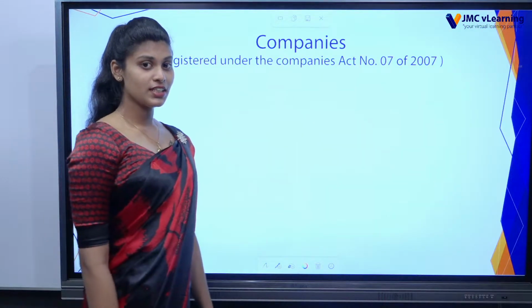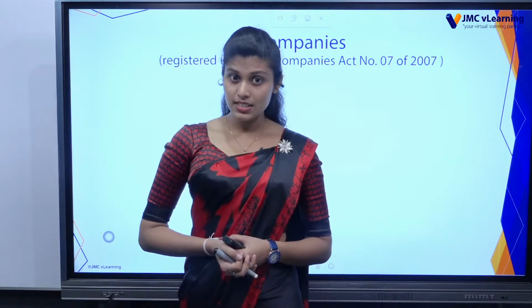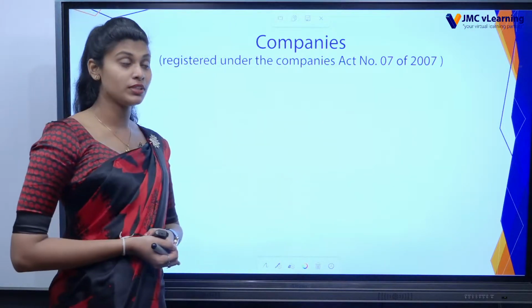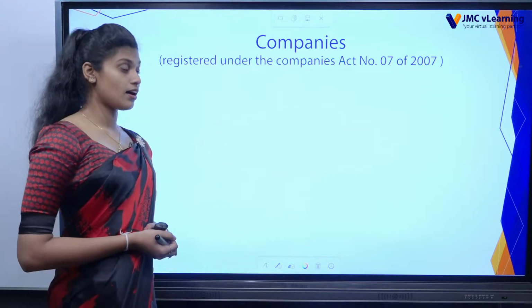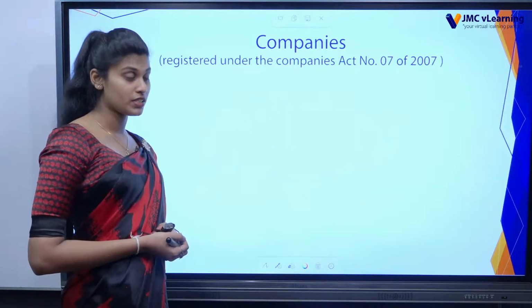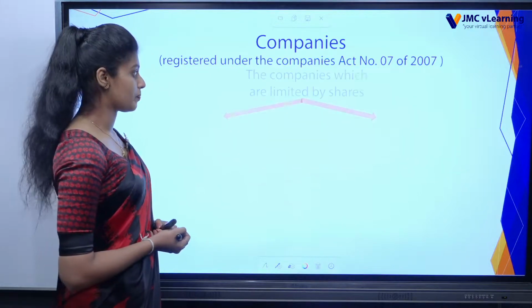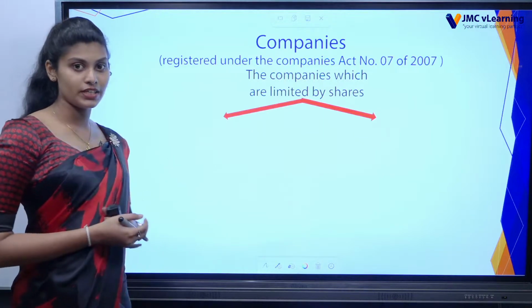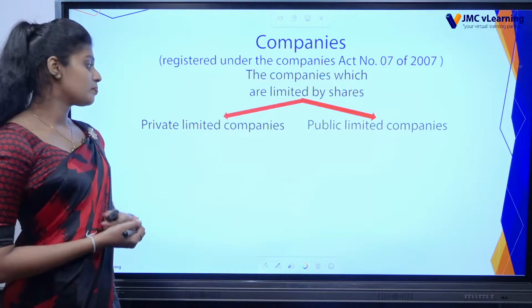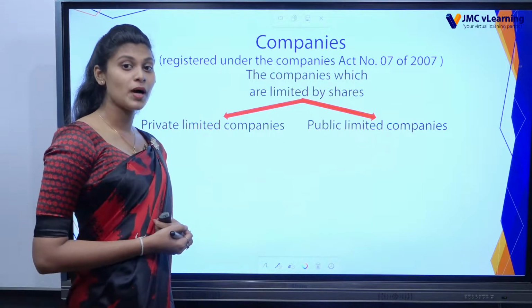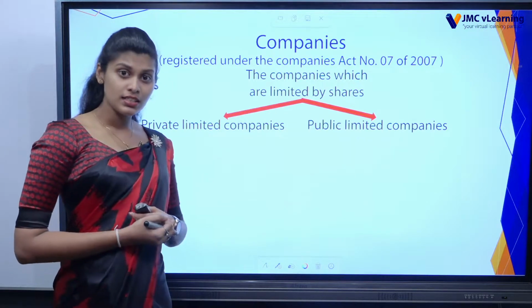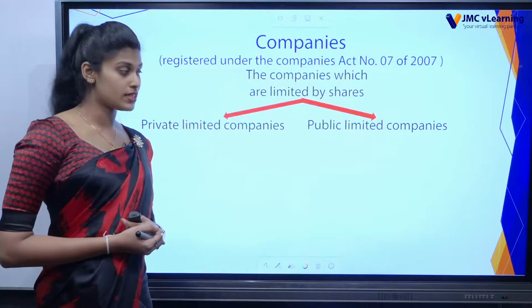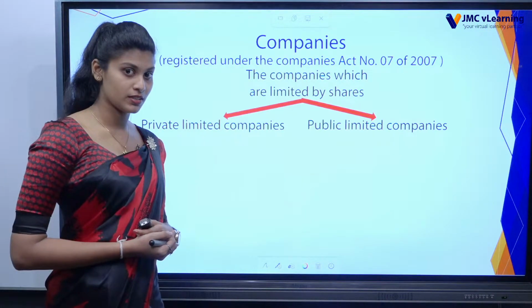Companies. What are the companies? There are different types of companies in the world and in our country. But in this lesson today we are discussing the companies registered under the Companies Act number 7 of 2007. The companies which are limited by shares can be classified into two. They are private limited companies and public limited companies. In this lesson, we are mainly focused on the public limited companies.